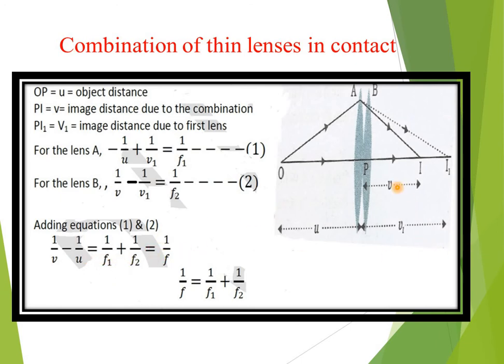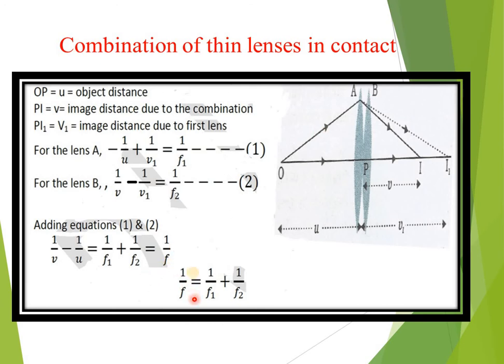Since v is the final image for the combination and u is the object for the combination, 1 upon v minus 1 upon u is written as 1 upon f, where f is the equivalent focal length of the combination. That means if we want to replace these two lenses by a single lens, it will behave in the same way, and its focal length will be f.